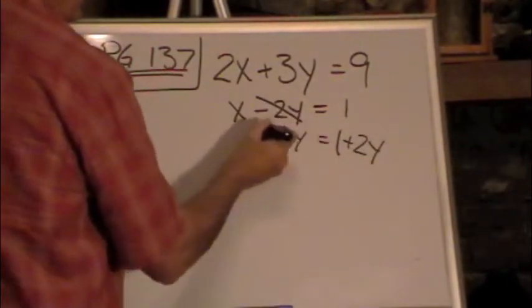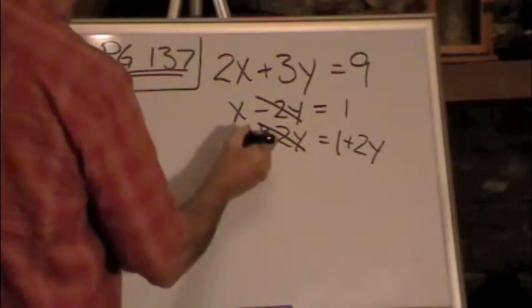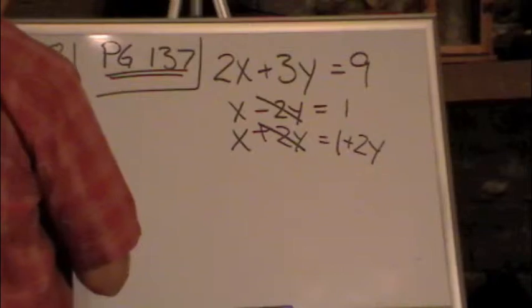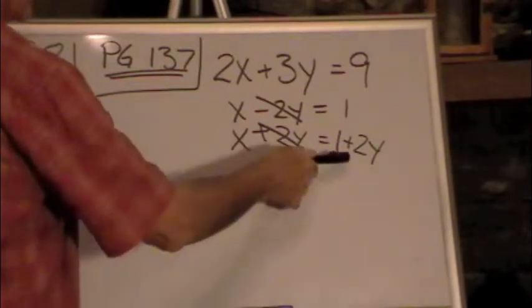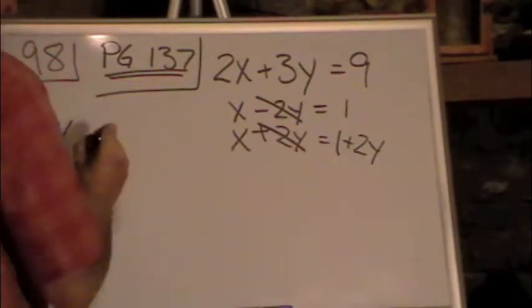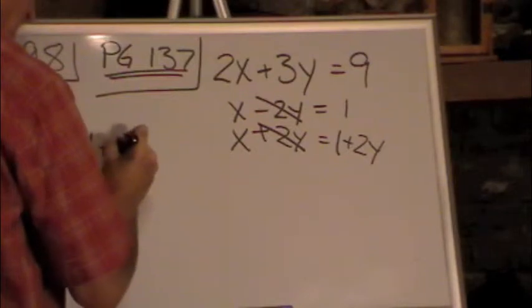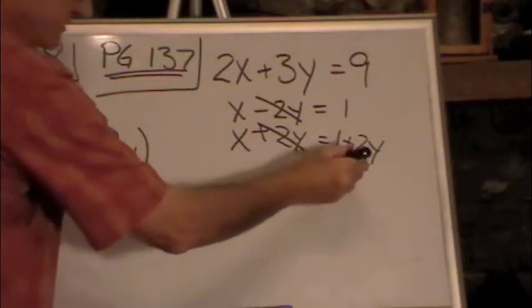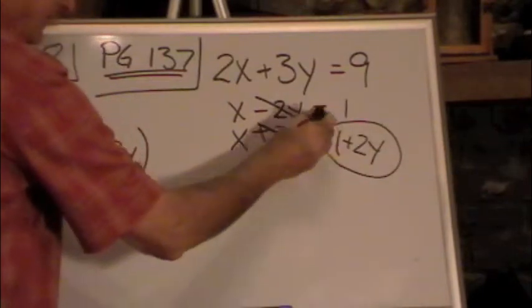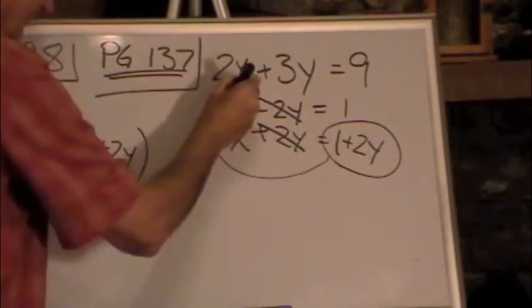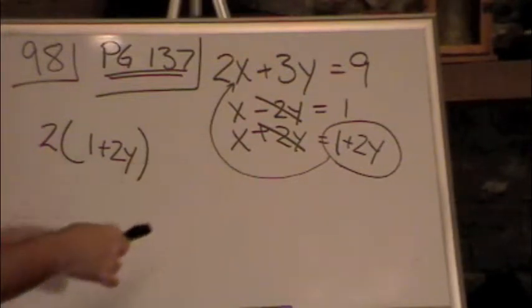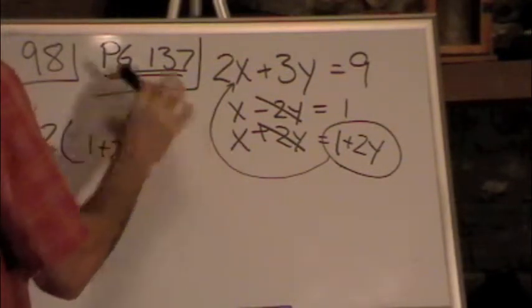Right? And that's what x equals. And put my x value in there. So I have x equals 1 plus 2y. You see I took the x value here and stuck it right there with a parenthesis, 2 times the 1 plus 2y. I just manipulated to get the x by itself.